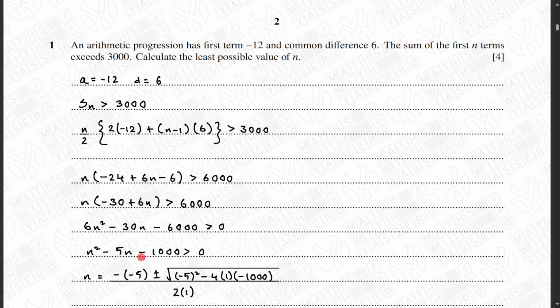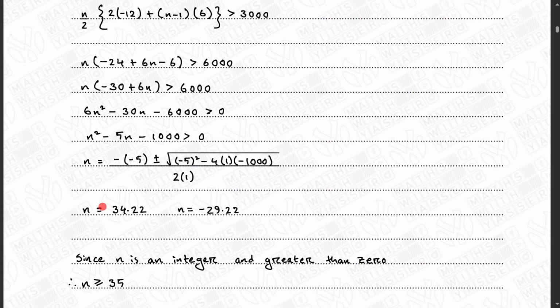Now we can solve this with the help of the quadratic formula. So n is equal to minus b plus minus root over b square minus 4ac over 2a. So that will be minus 5 plus minus square root of -5 whole square minus 4, a is 1 and c is -1000. So that will give us n is equal to 34.22 and n is -29.22. But we know that n is an integer and it has to be greater than 0. So that means n can be 35.